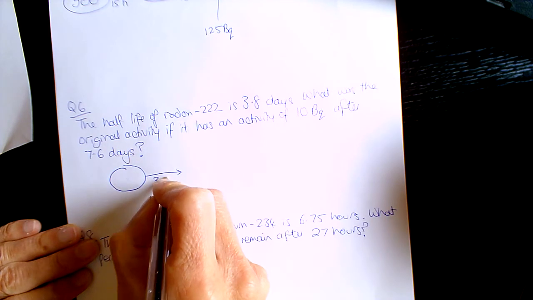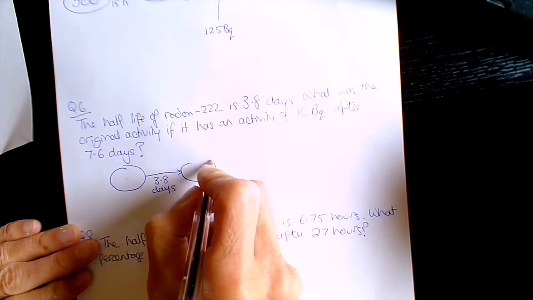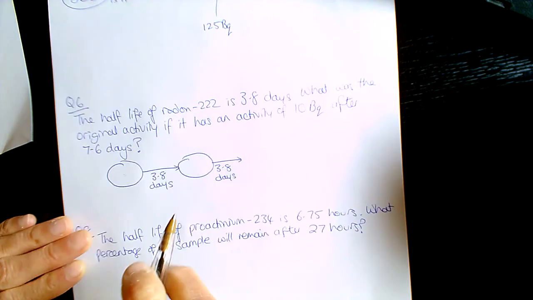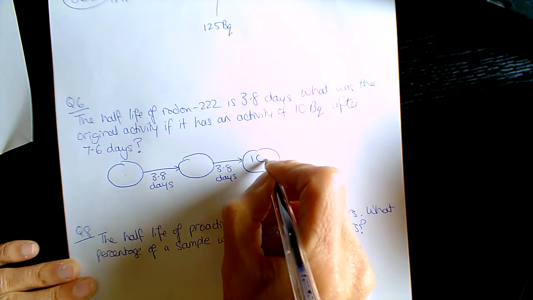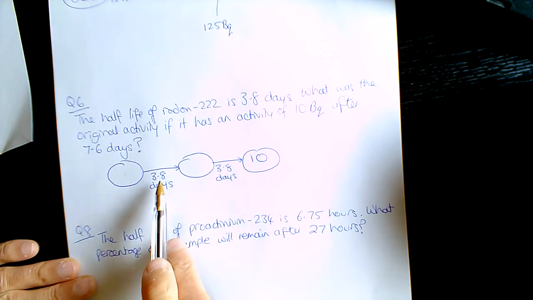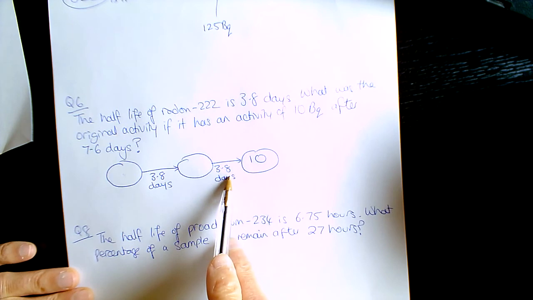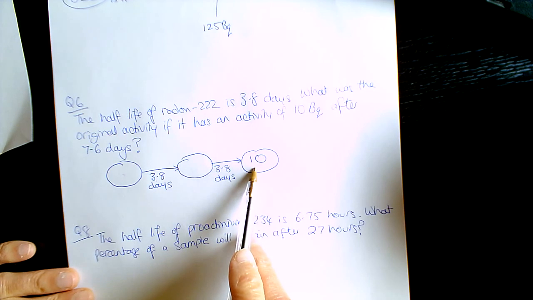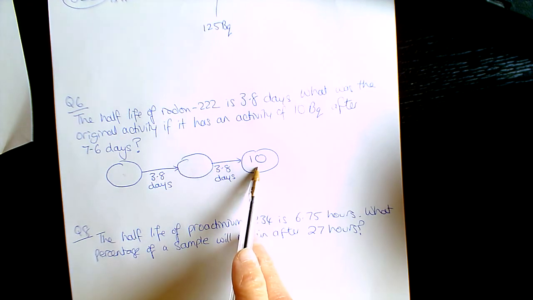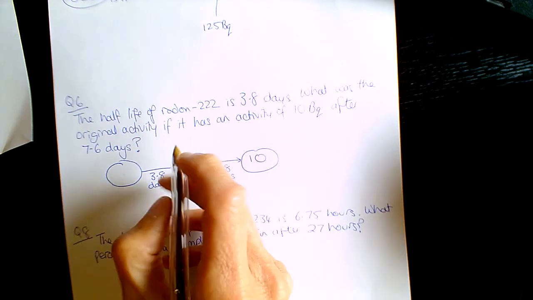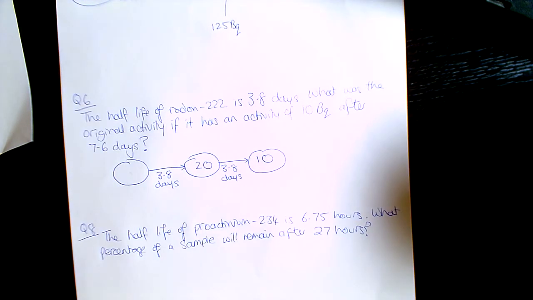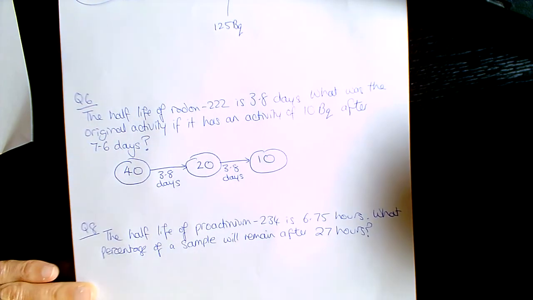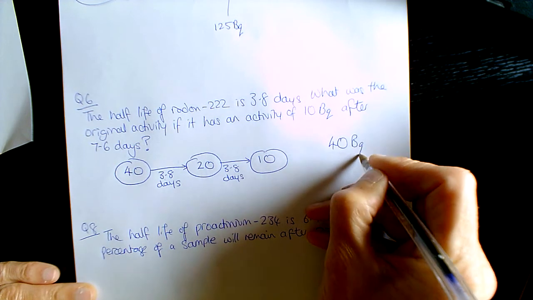So you know that the half-life is 3.8 days. And the question says that it's got an activity of 10 becquerels after 7.6 days. Well, 3.8 plus 3.8 is 7.6. So you know that after 2 half-lives, or 7.6 days, it's got an activity of 10 becquerels. So what must it have been here? It must be double that, so it's got to be 20. What must it have been here? It must be double that one, so it must be 40. So the answer to the question is 40 becquerels.